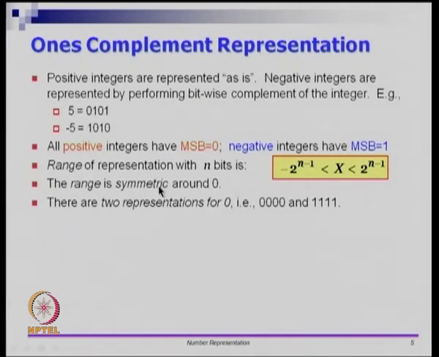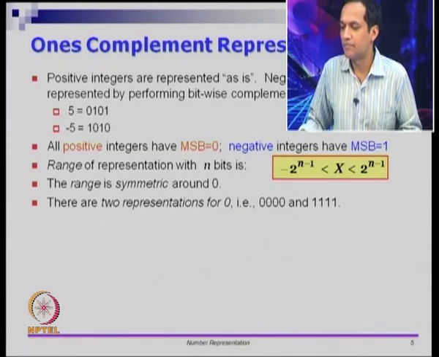The range is again symmetric around 0, which means you have as many positive numbers as there are negative numbers that you can represent with n bits. And again, as with signed magnitude representation, there are 2 representations for 0, namely 0000 which is for plus 0, and 1111.